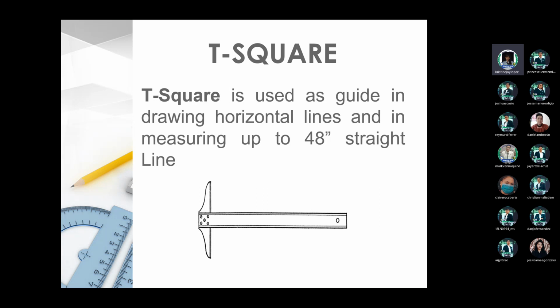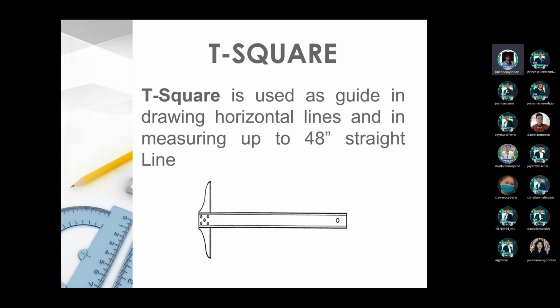Okay, so I will be the one to read. The T-square is used as a guide in drawing horizontal lines and in measuring up to 48 straight lines. A T-shaped instrument known as a T-square is used for establishing a horizontal reference on the drafting board.